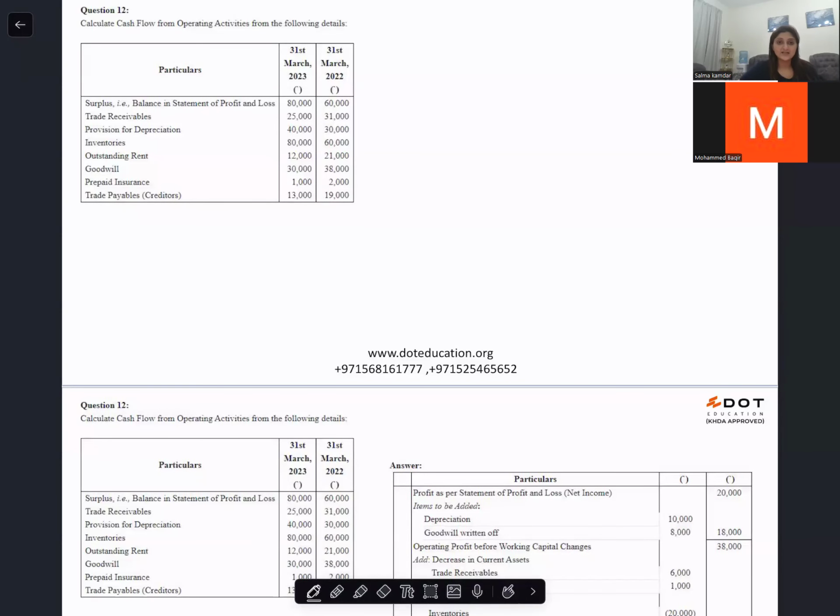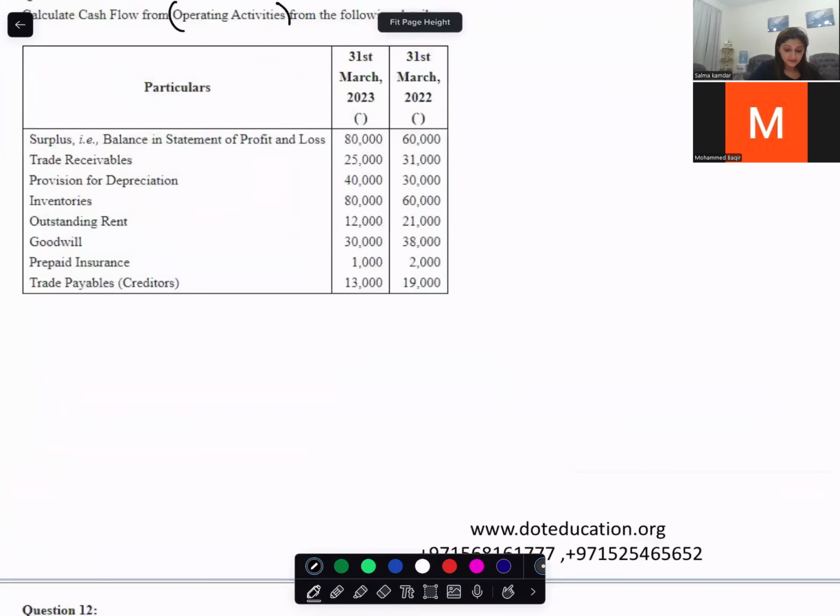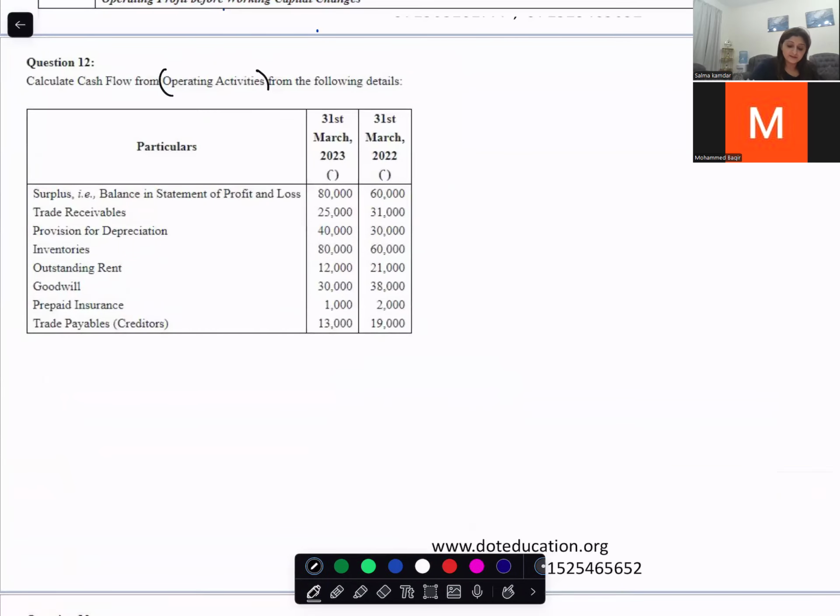So we are doing this cash flow statement and they have asked us to calculate the cash flow from operating activities. Are you with me? Yes, ma'am. Cash flow from operating activities always starts with profit before interest and tax. So this is the opening and this is the closing. Surplus. Yes, ma'am.